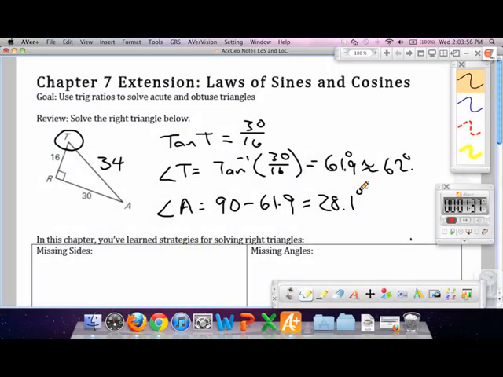Okay. You could also, if you wanted, do tangent. You could say tangent of A is 16 over 30, inverse tangent, and so forth. There's a lot of ways to do this. Probably the quickest way is find one, subtract from 90. Okay.